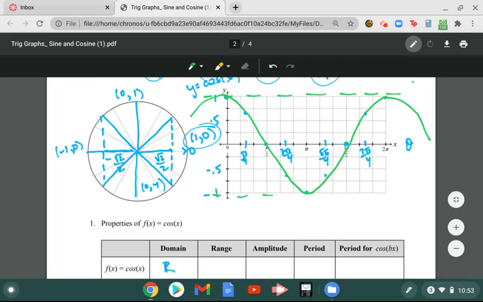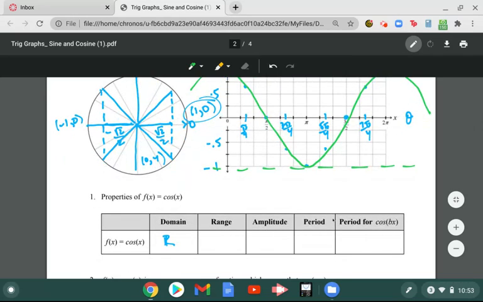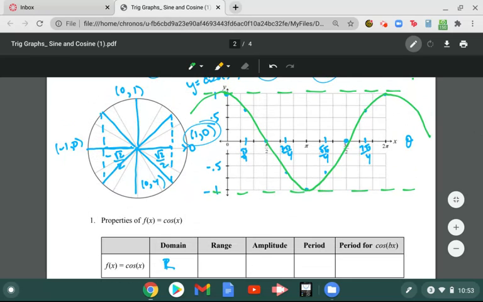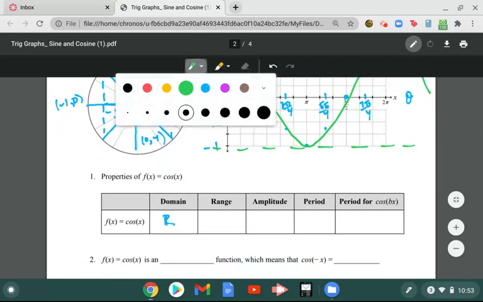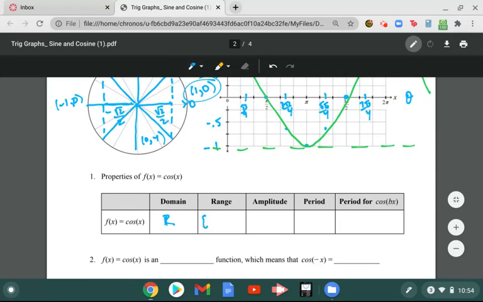Remember, these are fractions or ratios of the sides of your right triangle. So these can only be as big as 1 or as small as negative 1. So my range is negative 1 to 1, inclusive. So I'm going to use square brackets. So negative 1 to 1.